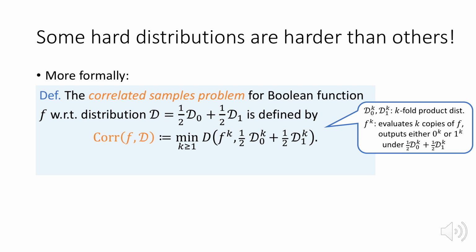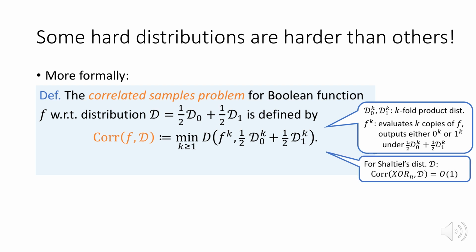This distributional complexity to be minimized on the right-hand side describes the complexity of distinguishing d0 from d1 with k samples available. We can see this is a non-increasing function in k, because having more samples is only going to help. Also, for the interesting case, we only need to consider k being at most n. As an example, for Shawty's distribution d for XOR, we've discussed earlier that CORR of XOR and d is at most a constant.